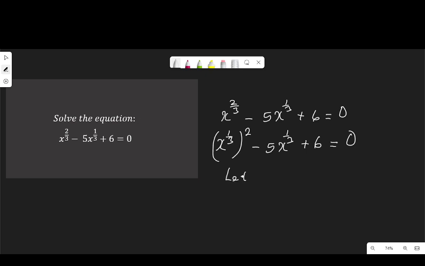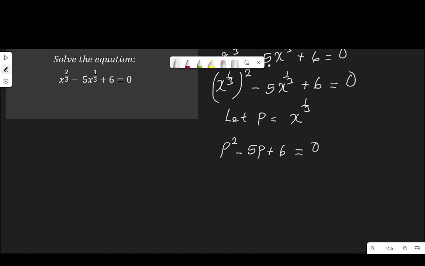So that I can say let p be x to the power of 1 over 3. So that anywhere I see x to the power of 1 over 3 in my equation, I will replace it with p. So this first term becomes p squared, and this one becomes minus 5p, then plus 6 equal to 0. I have formed a quadratic equation from this equation. Now let's solve the quadratic equation to find the value of p.